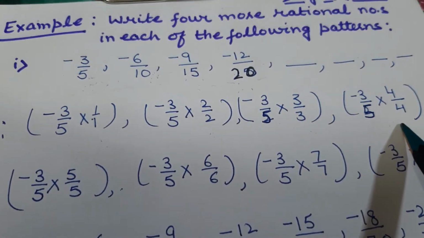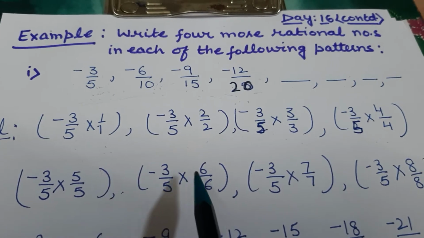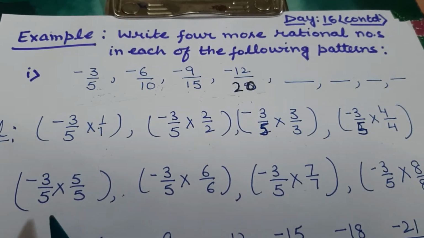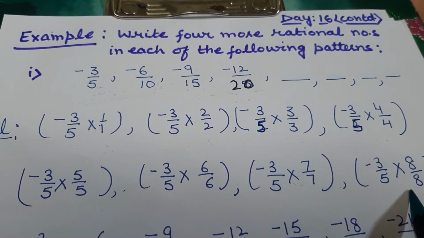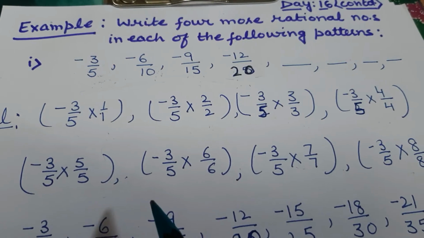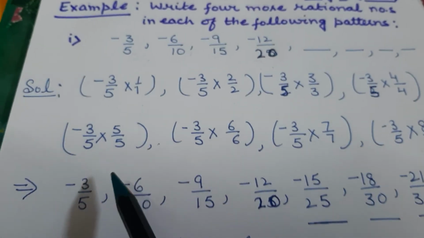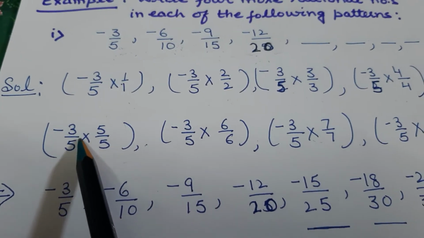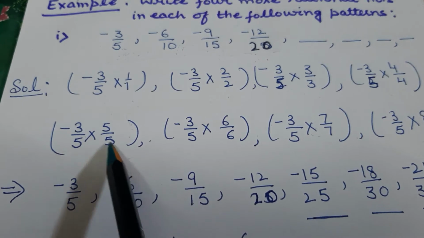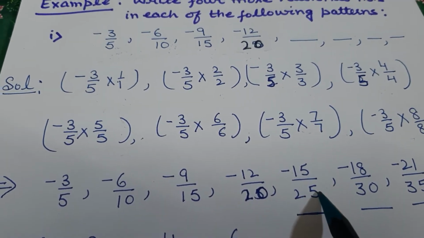So what will be the next pattern? We will multiply with 5, 6, 7 and 8. So by multiplying with 5, 6, 7 and 8, which rational numbers we will get, that will be our answer. Okay. So multiply this one, minus 3 5s are minus 15, 5 5s are 25. So minus 15 over 25.